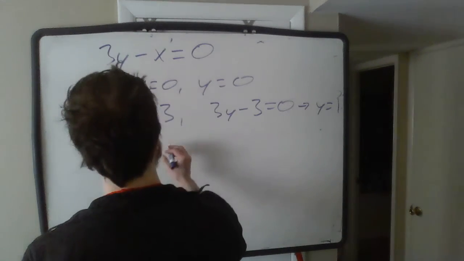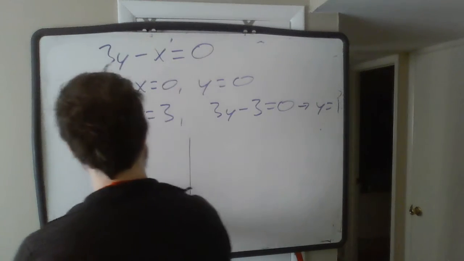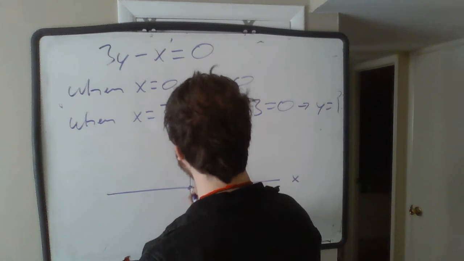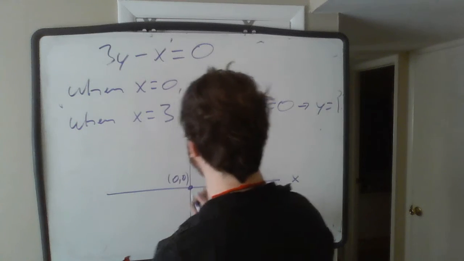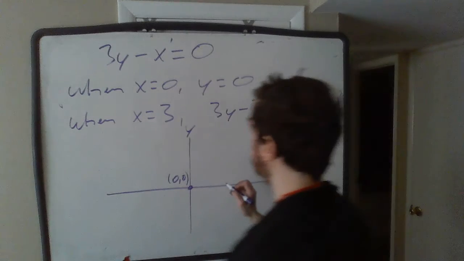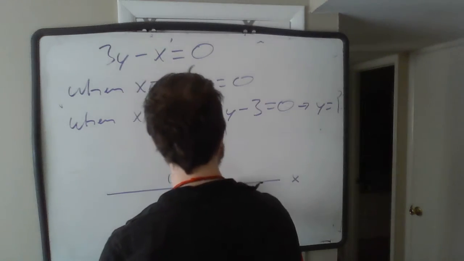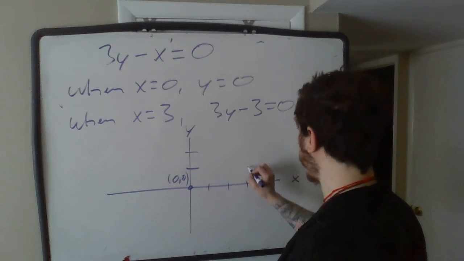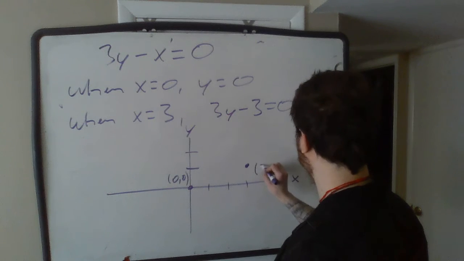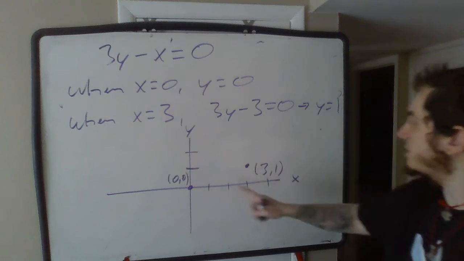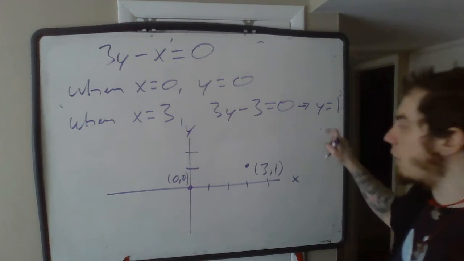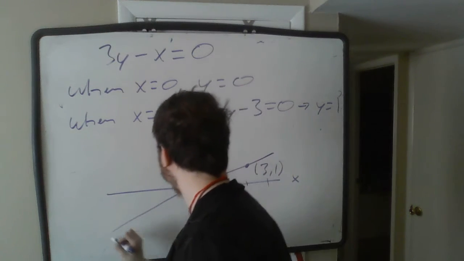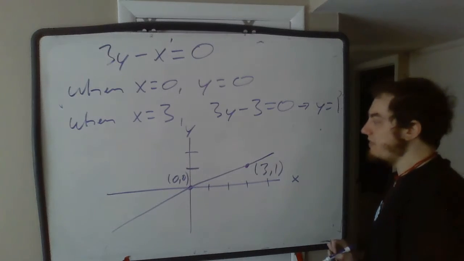So now what I can do to make this graph is I can say, I know that we're going to go through the point 0, 0, and I know that we're going to go through the point 3, 1. Because when x is equal to 3, y is equal to 1. And now I have 2 points. I can make a line through those 2 points, and that gives me my graph.